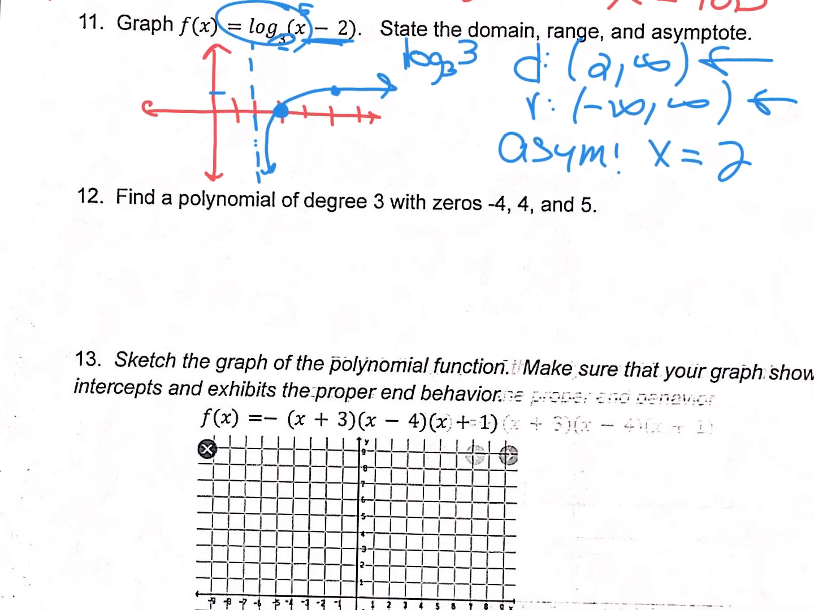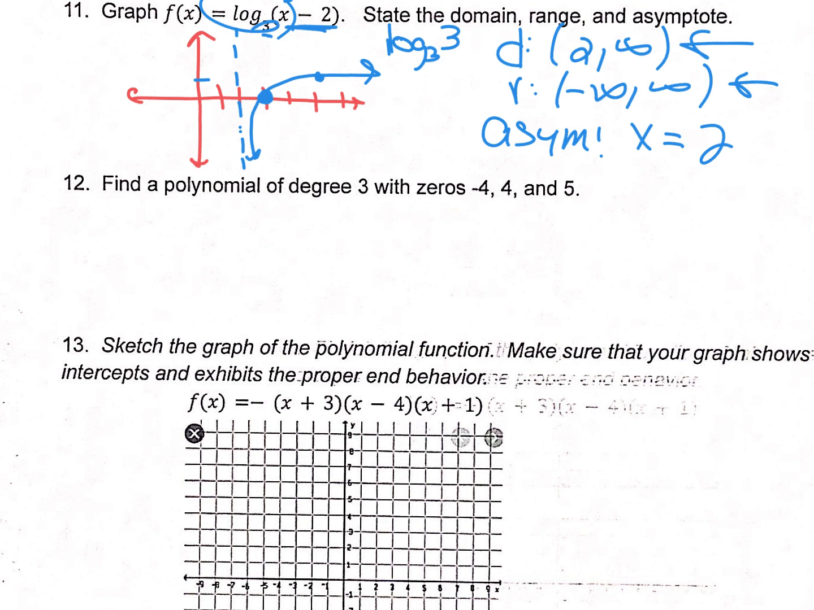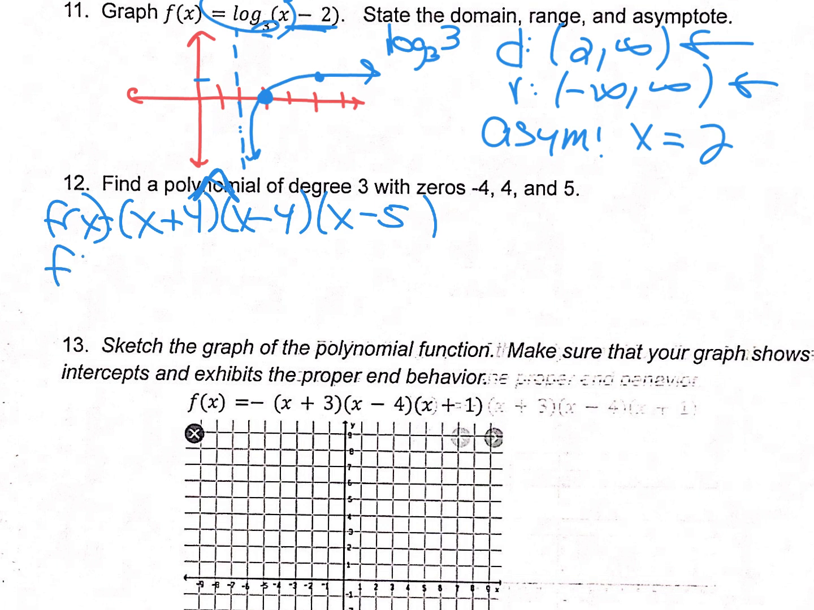Let's go to 12. Find a polynomial of degree 3 with those zeros. So it means you're going to write them as factors: x plus 4, x minus 4, and 5, which is x minus 5. We're going to set that equal to f of x. What I notice is these two right here are conjugates. When you do conjugates, remember, you can just do FOO. So if I do x plus 4 times x minus 4, I get x squared minus 16. And I also have this x minus 5 over here.